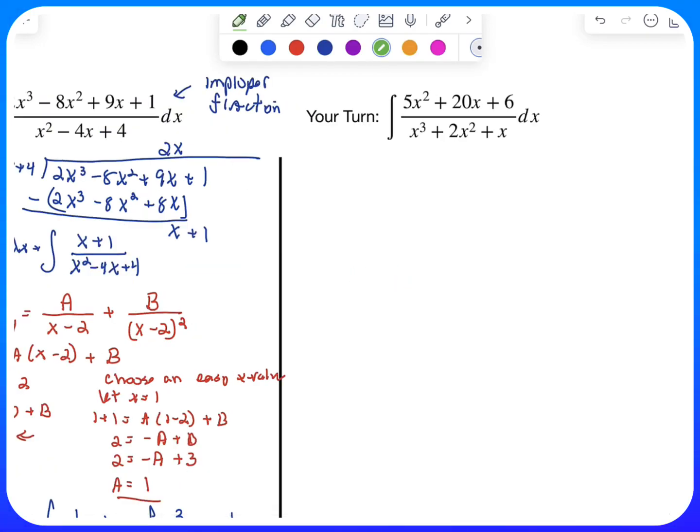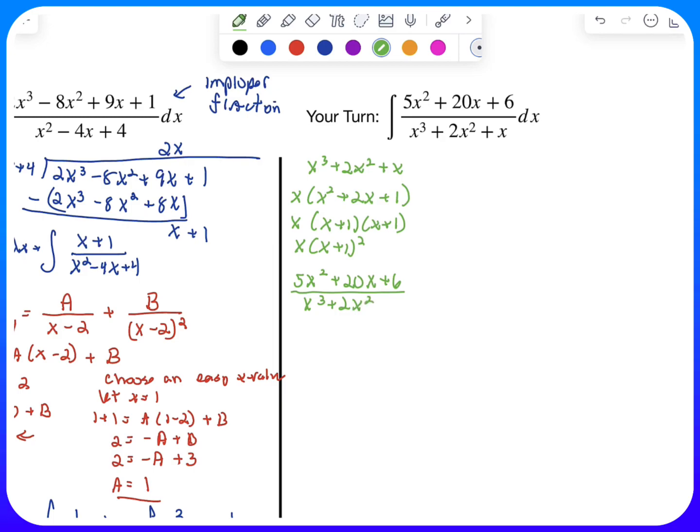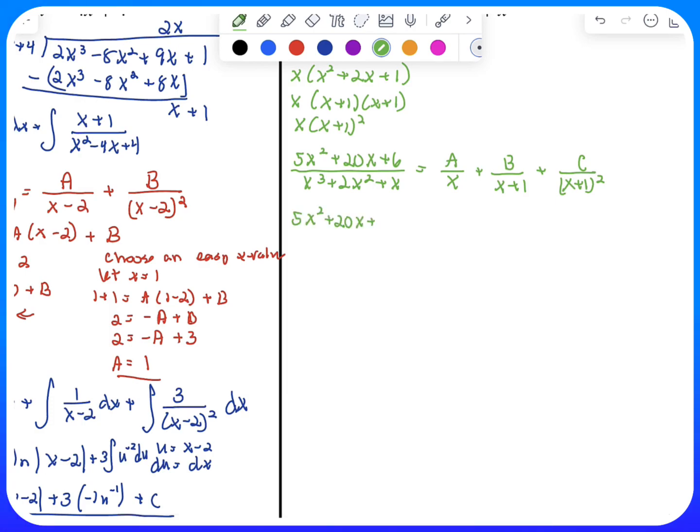Okay, this one is proper, so all I have to do is figure out the factorization of the denominator. So x cubed plus 2x squared plus x. We can see it has a GCF of x, so let's factor out x. And then we can factor that quadratic to x plus 1 quantity squared times x. And so we can rewrite our numerator. Check and see if you got your 3 terms correct. Remember how you did the repeating factor.